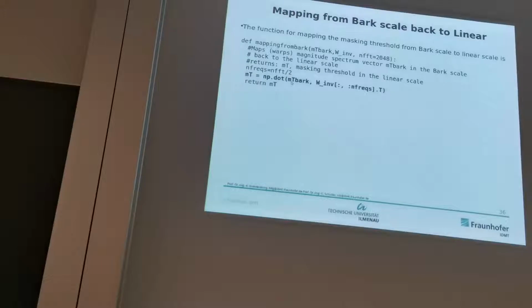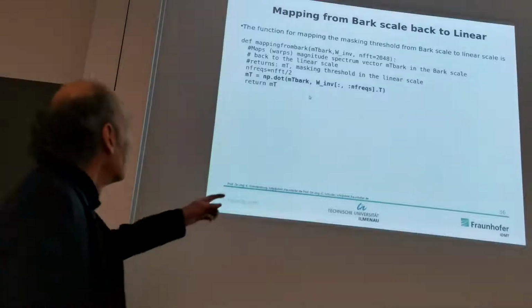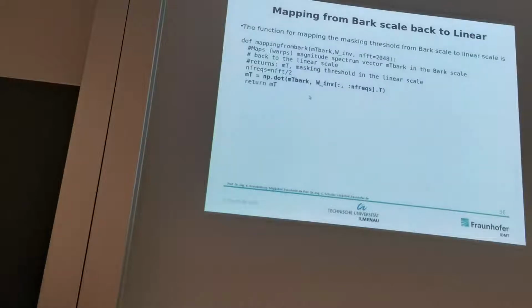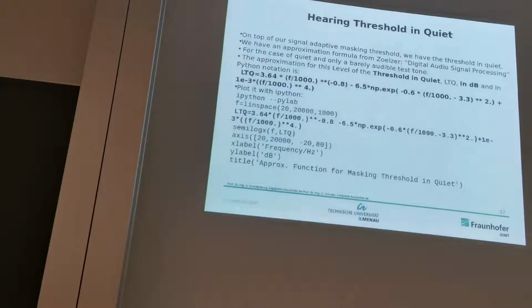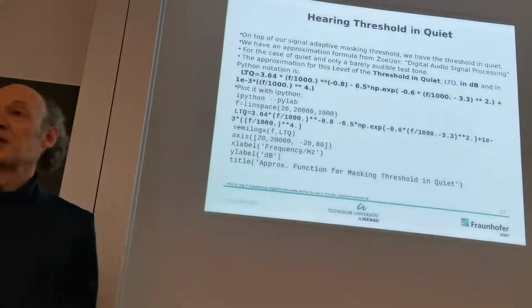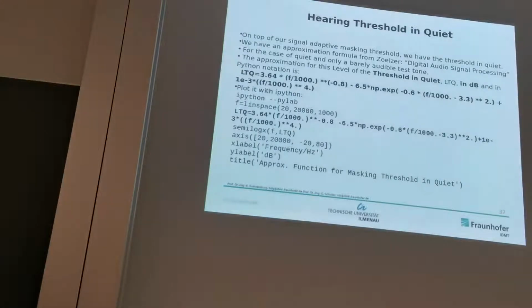Here, this is the magnitude in the bark scale, and here is this matrix that we just saw. And here this n-frax is the Nyquist frequency, depending on the sampling frequency, transposed. And then we just return our magnitude in the linear domain. Make sense? So basically, just going back to the linear domain. Yeah, now we can apply the threshold in quiet and our spreading function.